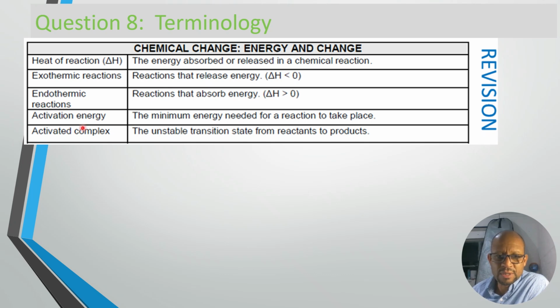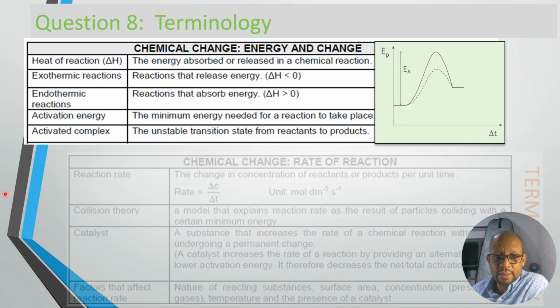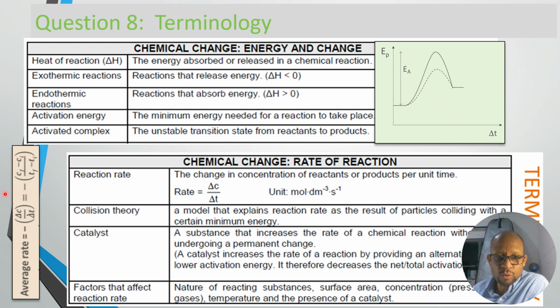Take note of the difference between these terms and try to memorize them, because those are easy marks that you can gain in the exam. And then the second part of this will be reaction rate. What is collision theory? Definition for catalyst, and then factors that affect reaction rate.